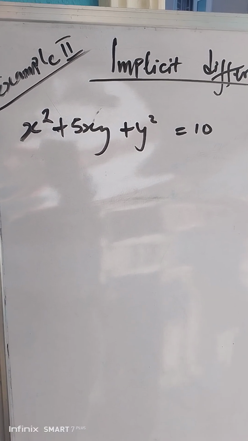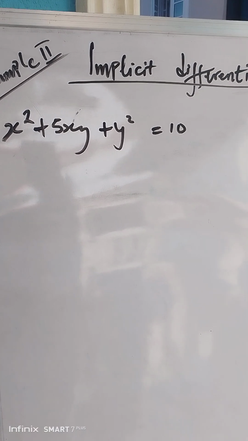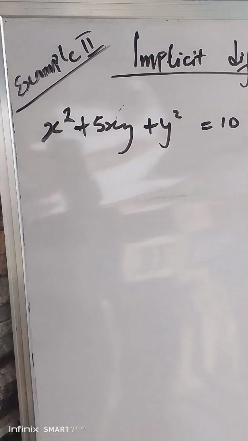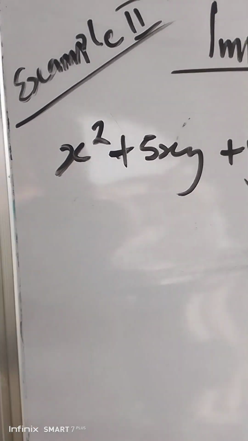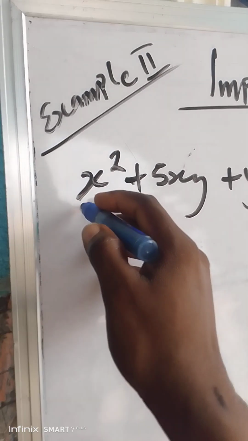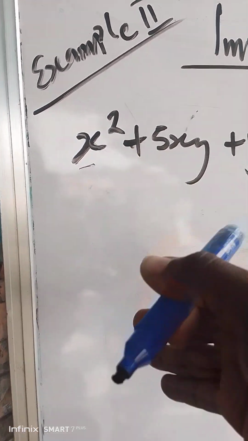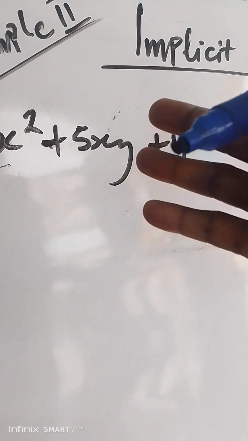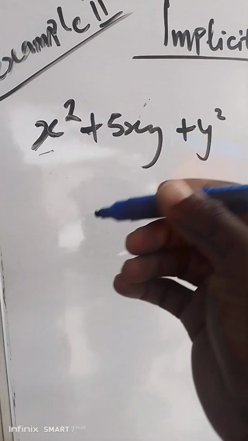x raised to the power 2 plus 5xy plus y squared is equal to 10. Okay, so to handle this example, we differentiate as usual. When you differentiate your x term, you don't add the dy/dx, but when you differentiate your y term, you add your dy/dx. So let's go there.